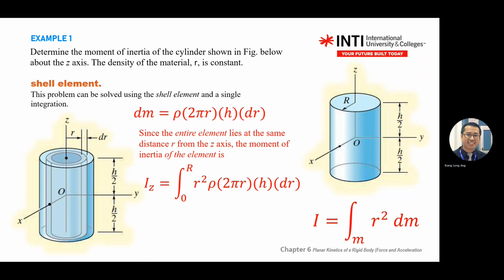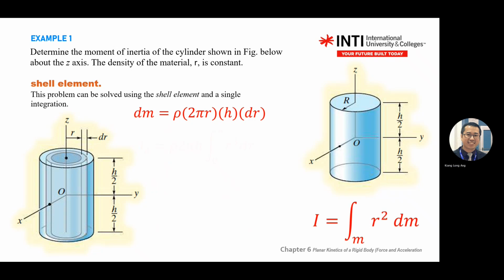Rho pull out, 2 pi pull out. H is also fixed, since you're focusing on r. So you reach this equation: second moment of inertia in the z-axis equals rho 2 pi h, integrate 0 to r, r cube dr. How do you get r cube here? R square is here, so you have r cube dr. You integrate r cube, you get r power 4 divided by 4.